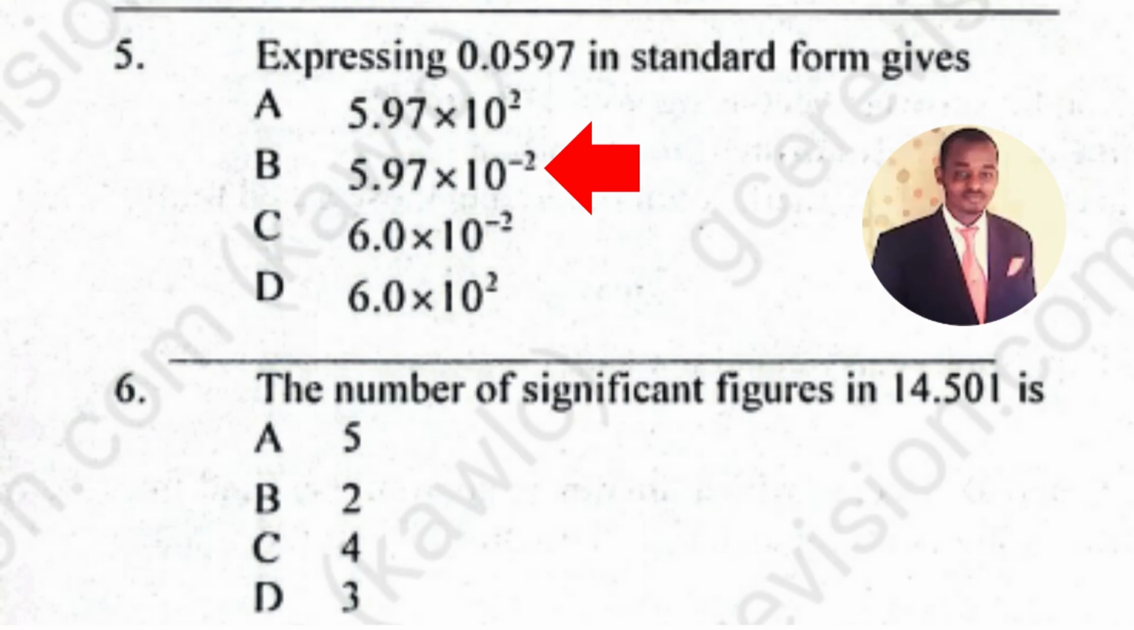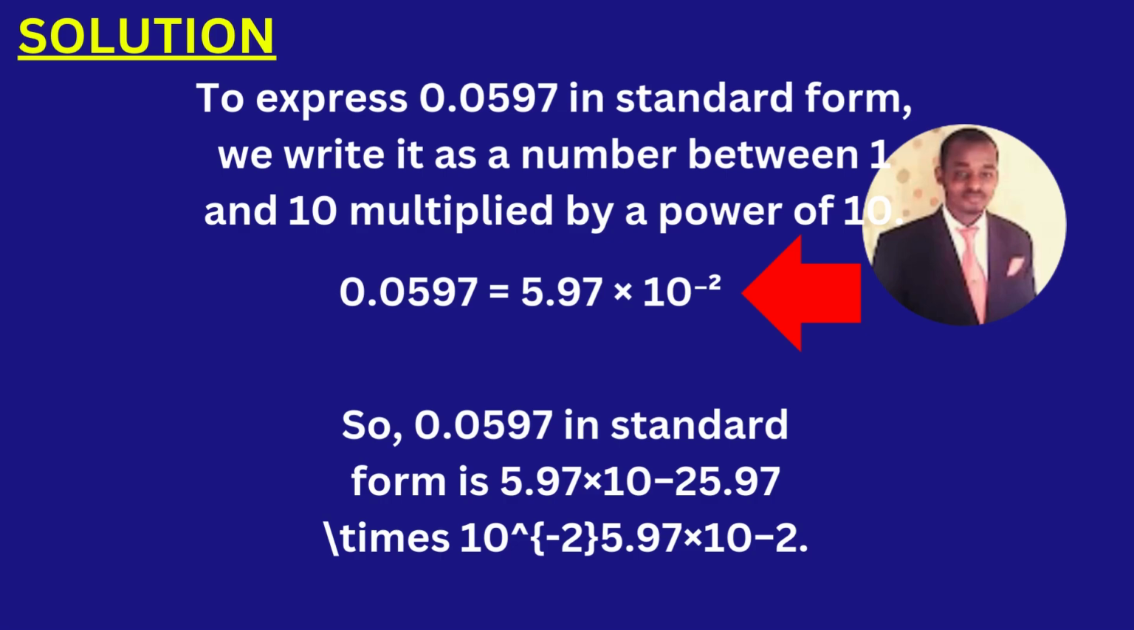So expressing 0.0597 in standard form gives, so what is this? The correct answer is this B that you see. So we're going to look at the solution. So here is the solution for it.